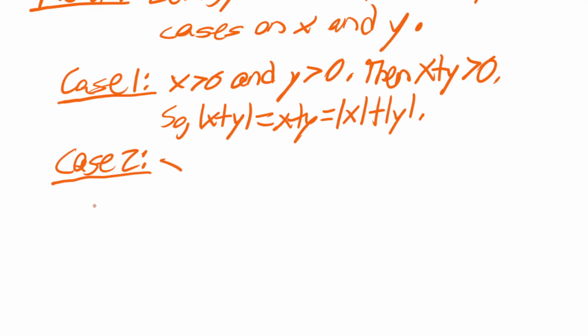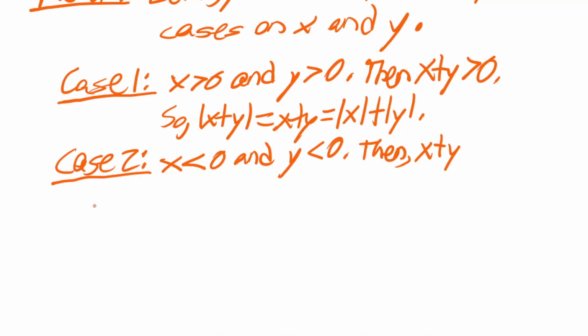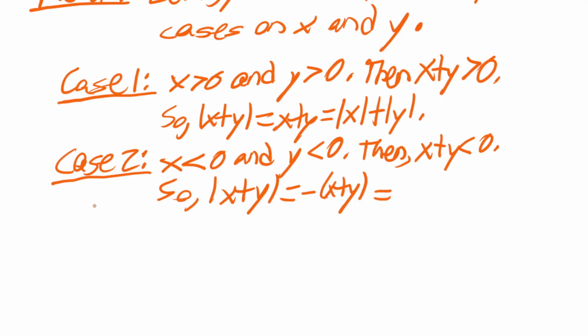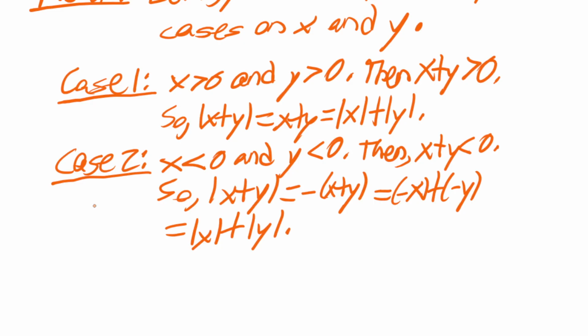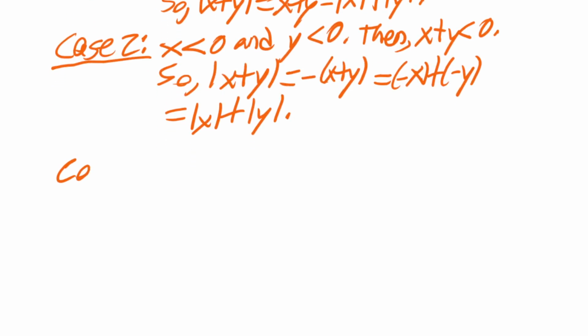Now let's look at the second case. So we look at x is strictly less than 0 and y is strictly less than 0. So then we have x plus y is less than 0. So we get that the absolute value of x plus y equals negative (x plus y) equals negative x plus negative y, which equals absolute value of x plus absolute value of y.